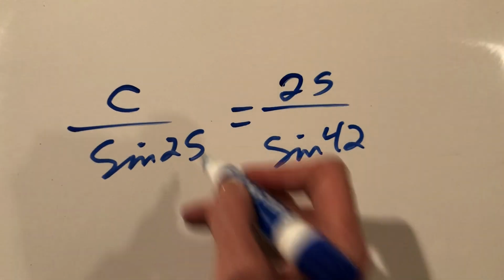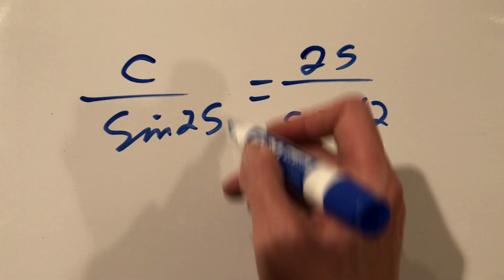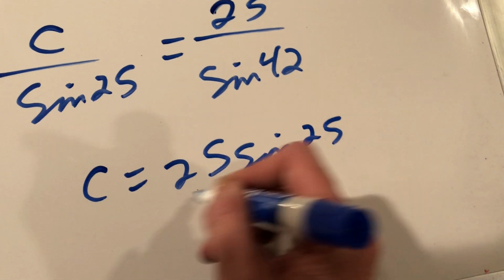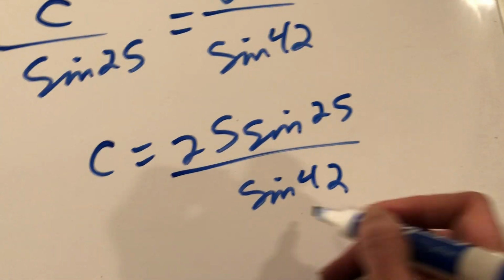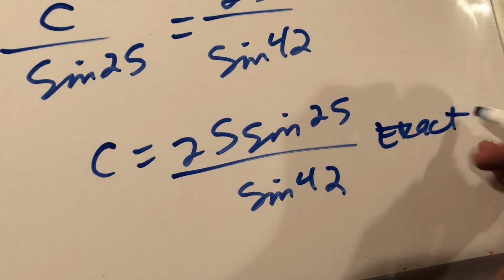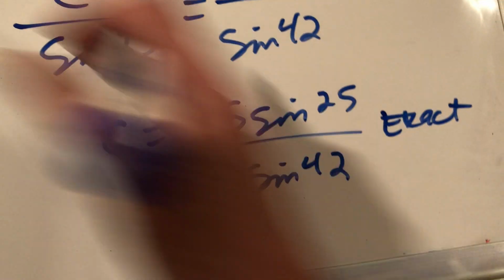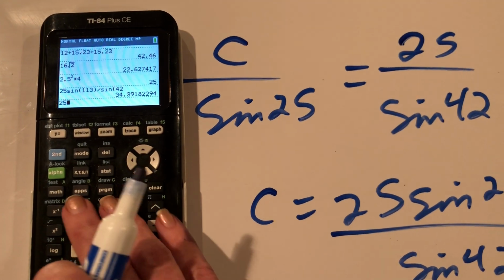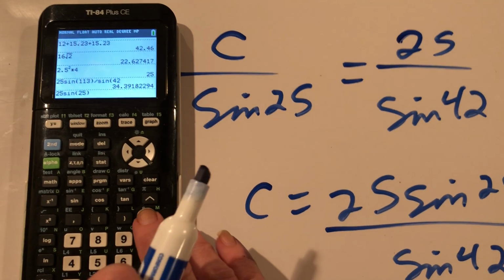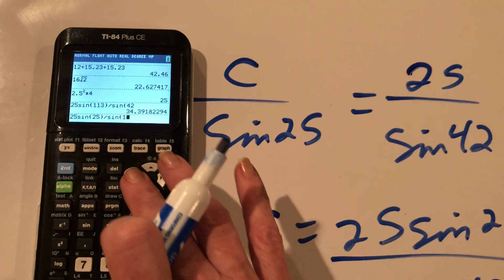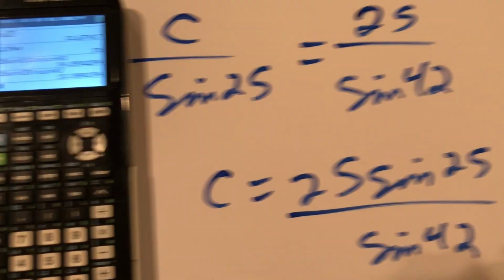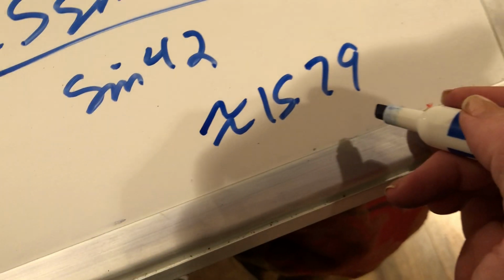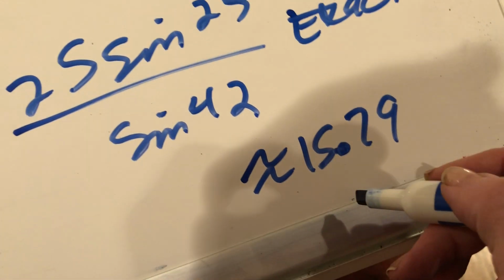And then again, there's only one move I have to make. There's only one thing that has to move, and it's that sine 25. So c equals 25 sine 25 over sine 42. This, guys, is actually the exact answer. So if you were asked for an exact answer, you'd leave it just like that. You wouldn't do anything else. That's the exact answer. 25 sine 25, close parentheses, divided by sine 42. And then that is about 15.79. So that's side C.